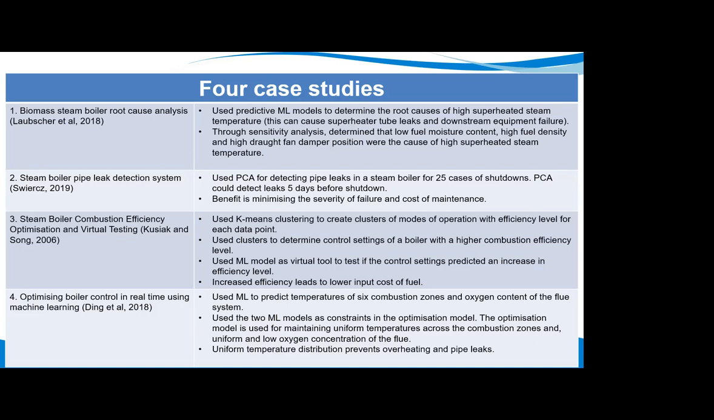And through the use of this machine learning model with sensitivity analysis, they determined that a combination of 3 variables out of 28 variables, and those 3 variables will be your fuel mixture content, fuel moisture content, high fuel density, and your high draft fan damper position, were essentially the cause of this high superheated steam temperature, which is around 40% above the design limit.